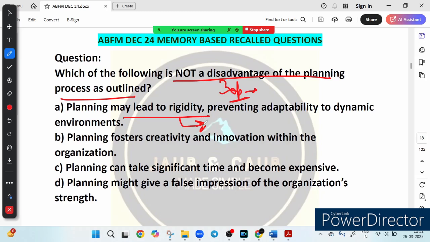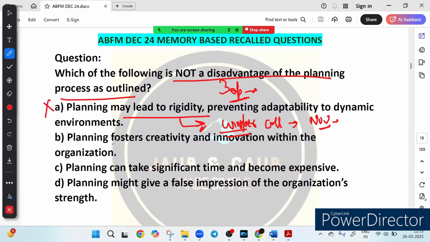For example, suppose a clothing brand has planned to launch a winter collection in the month of November. But suddenly the winter season is delayed and demand for summer clothes is still high. So if the company rigidly follows the plan, they may lose sales instead of adapting to the market. So what do you think? This is an incorrect answer, because this is a kind of disadvantage.